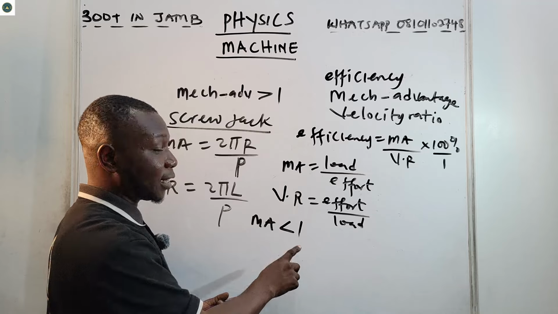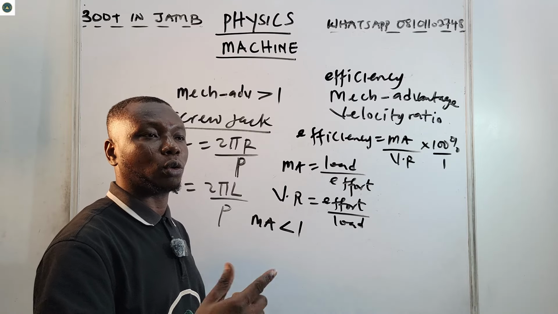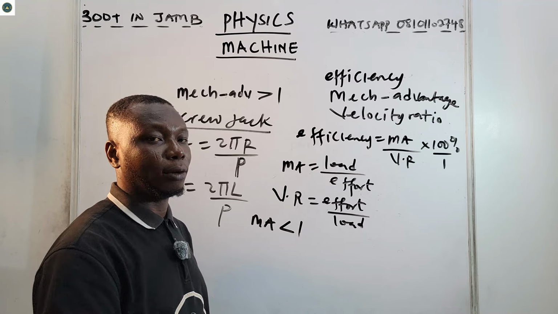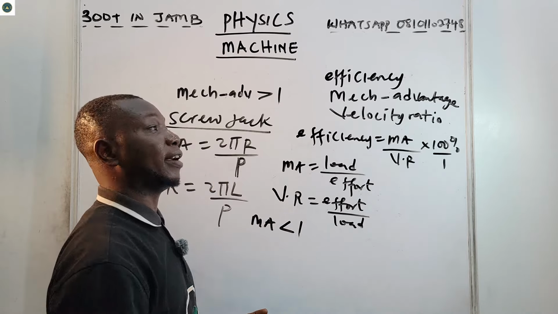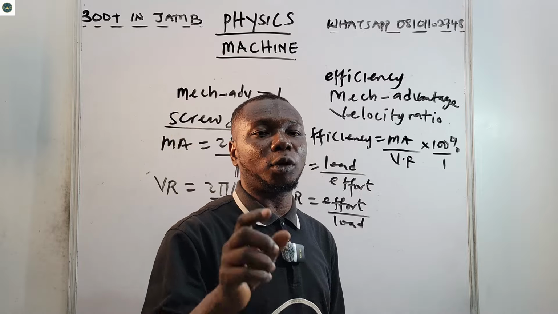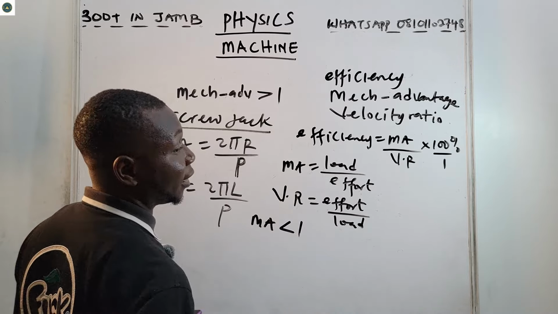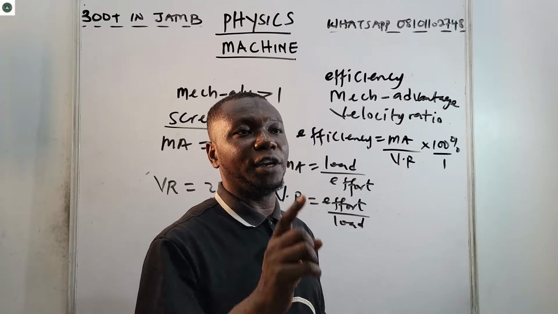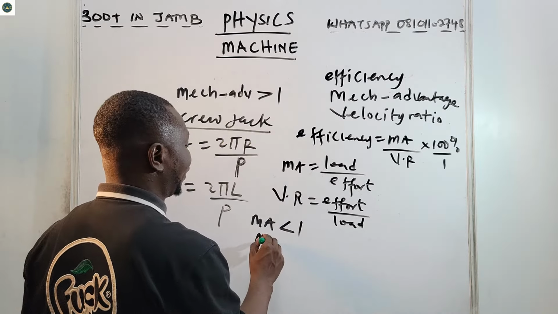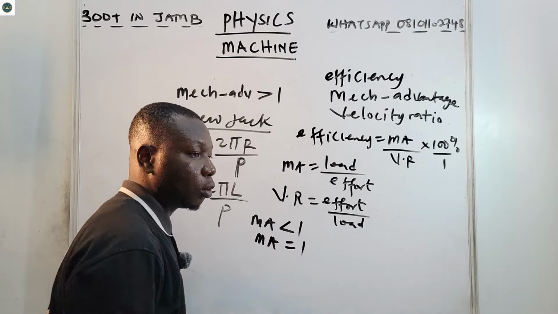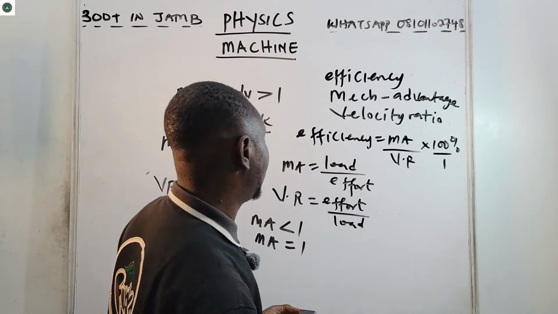Now, what happens is that there is a reduction in the movement or in the rotation of the pedal of the bicycle. But what happens to the wheel? The wheel is moving at a very high speed. Now, because the wheel is moving at a very high speed, the mechanical advantage is less than 1. So if the mechanical advantage is just 1, that means there's no gain.